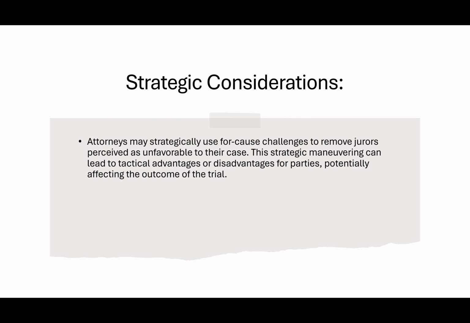We have strategic considerations as well. Attorneys may strategically use for cause challenges to remove jurors perceived as unfavorable to their case. This strategic maneuvering can lead to tactical advantages and disadvantages for parties, potentially affecting the outcome of the trial. So depending on how good you are, you can actually remove jurors that are unfavorable in the case, and that will lead to a lot of issues. Those are strategic considerations for the for cause challenges that we see.